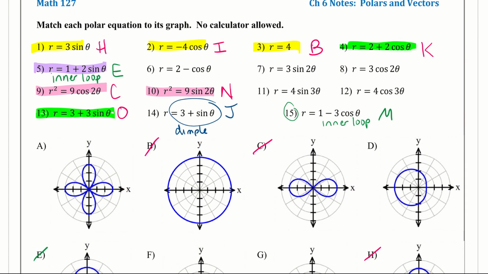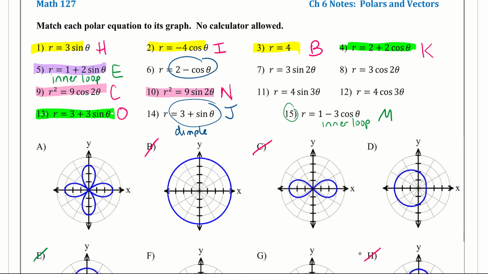There should be one other that has a dimple. That's number 6. And so I would like this to be along the cosine graph. That's going to be option D. So the rest of these are Rose curves. The Rose curves are going to be the ones that have that multiplier of theta, but not the squared that the lemniscates have. So we wouldn't have the r squared.